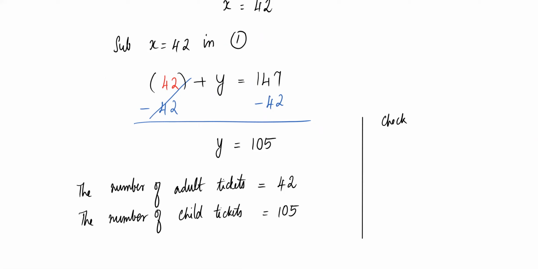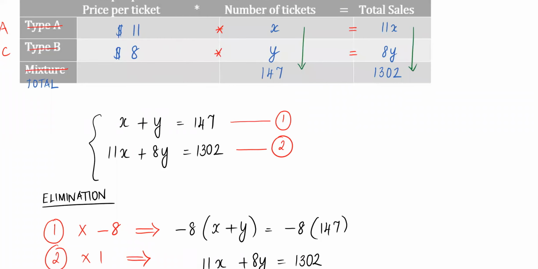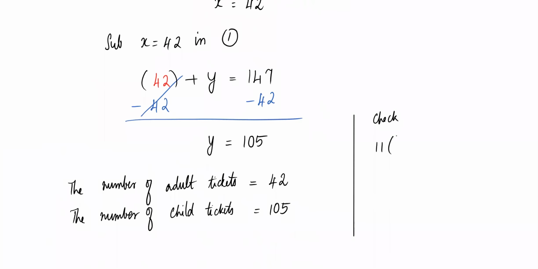So then see if the adult tickets was $11, right, per ticket. Go back and check it out. Yes, it was 11 and the child was 8. So 11 times 42 plus 8 times the 105, the child ticket. Let's see what this comes out to be. We need to know if this is 1306. I think it was 1302. Let me fix that. 1302.